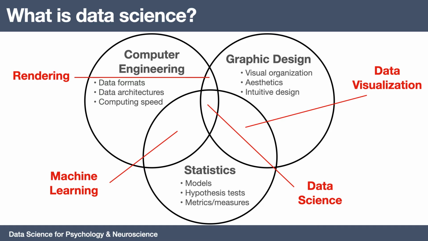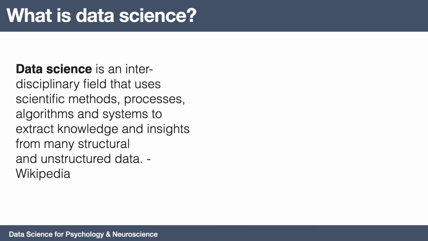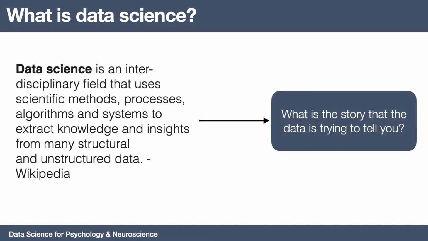Okay, so far we've presented data science by aligning it to these three general fields, but let's give it a formal definition. Wikipedia has a pretty good definition, at least as of the time of this recording. It defines data science as an interdisciplinary field that uses scientific methods, processes, algorithms, and systems to extract knowledge and insights from many structural and unstructured data. Essentially, what data science is trying to do is answer the question, what is the story that the data is trying to tell you?